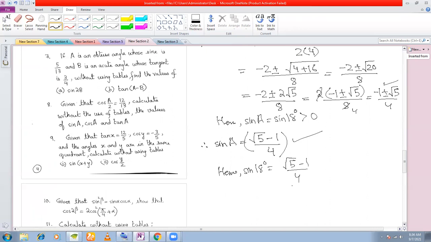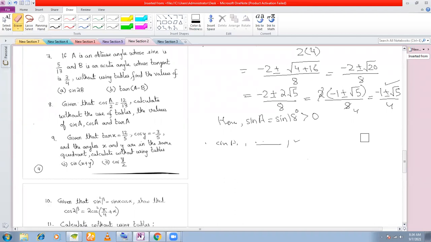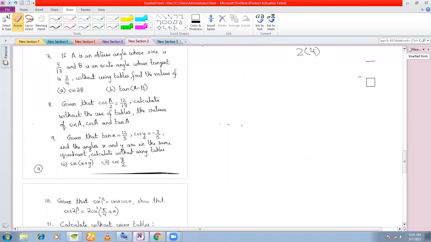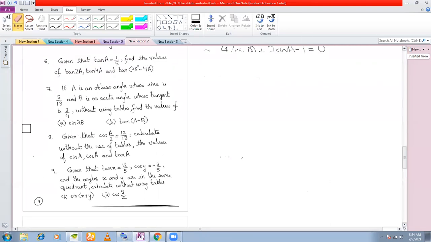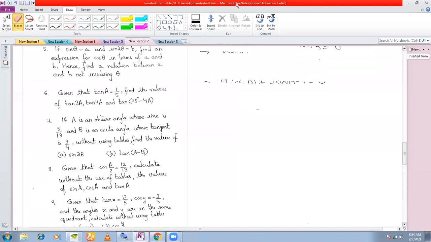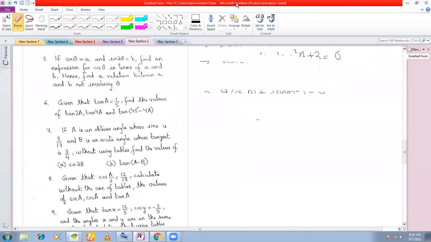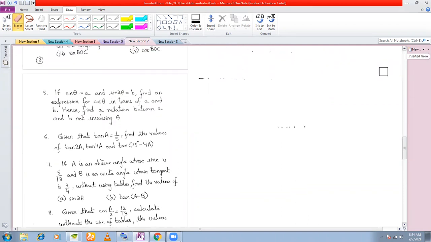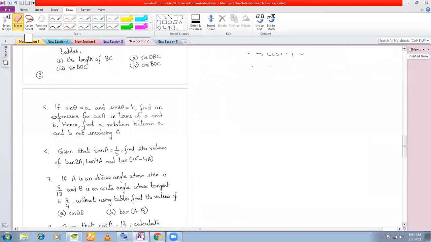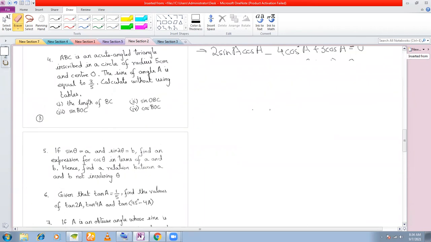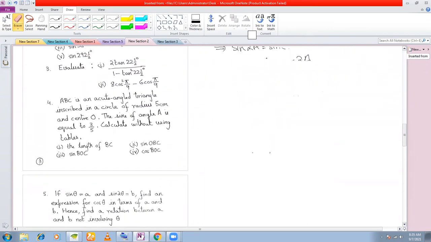Sine 18, cos 18 values are important, so try to remember these values. Okay. The next question is cos 18. Sine 18 we have found out. How to find out cos 18? Exactly similarly you find it out, except that we are going to use cos square theta is equal to 1 minus sine square theta in order to find out cos 18.